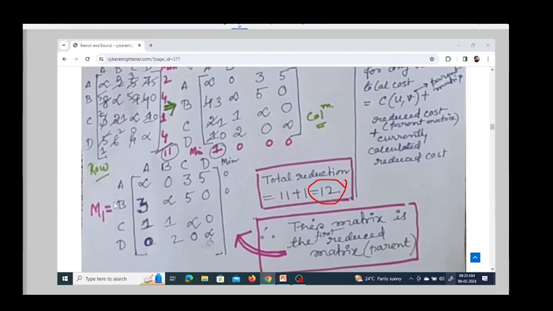First reduction happens. So this is the resulting matrix, which is infinity 3 1 0, 0 infinity 1 2, 5 infinity 3 5, infinity 0 and then 0 0 infinity. This is my resulting matrix, which is called M1. From here we will move further.